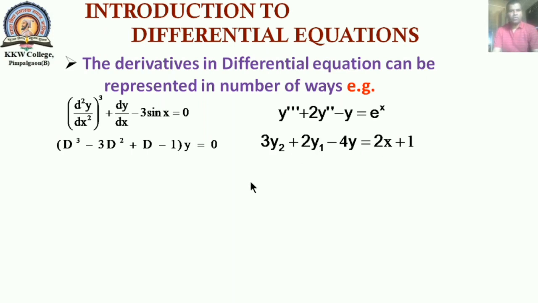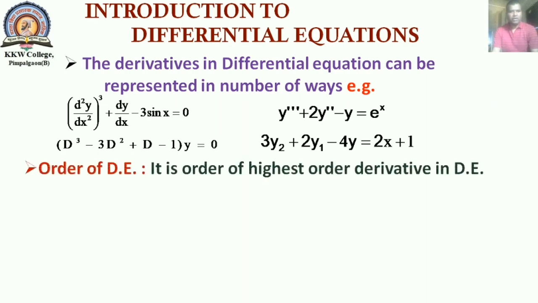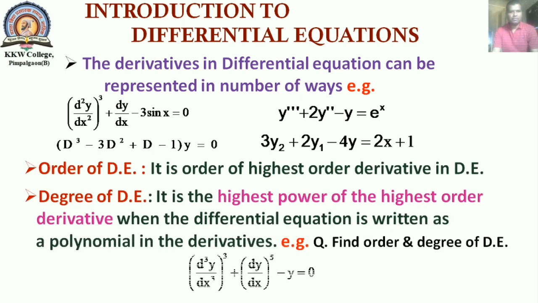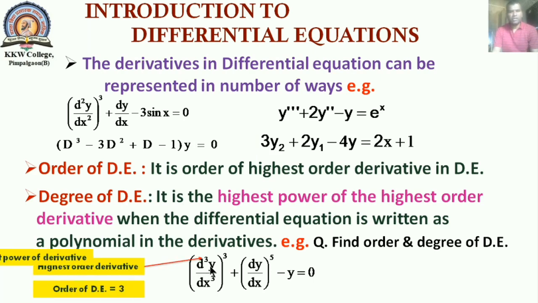Now we'll see how to find the order and degree of the differential equation. To find the order and degree, we'll take one example. Now this is the differential equation. To find the order of the differential equation, find the highest order derivative term in the differential equation. Here the highest order derivative is 3. Therefore 3 is the order of the differential equation.